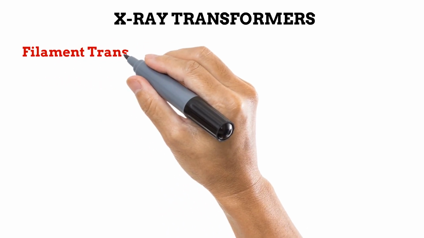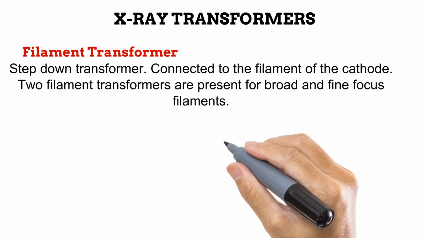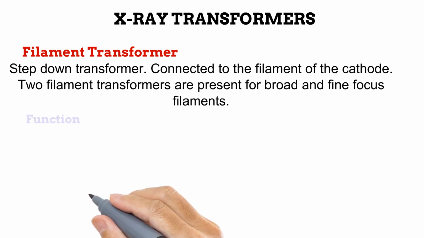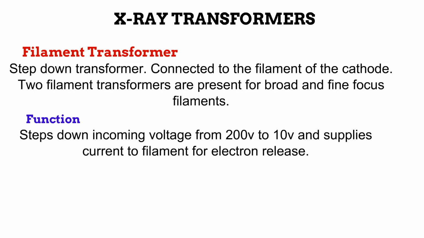Last is the filament transformer. This is a step-down transformer connected to the filament of the X-ray cathode. There are usually two filament transformers in an X-ray unit. This is so because there are usually two cathode filaments, a broad and a fine focus filament. The filament transformer steps down the 200-volt electricity to about 10 volts to supply current at low voltage to the filament for release of electrons.